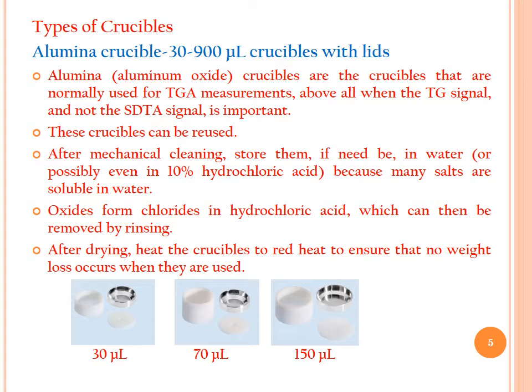Store them if need be in water or possibly even in 10% hydrochloric acid, because 10% hydrochloric acid dissolves all the types of material that are normally analyzed in these crucibles, because many salts are soluble in water. Oxides form chlorides in hydrochloric acid, which can then be removed by rinsing. After drying, heat the crucible to red heat to ensure that no weight loss occurs when they are used, because this TGA technique is basically a temperature, time and weight relationship.